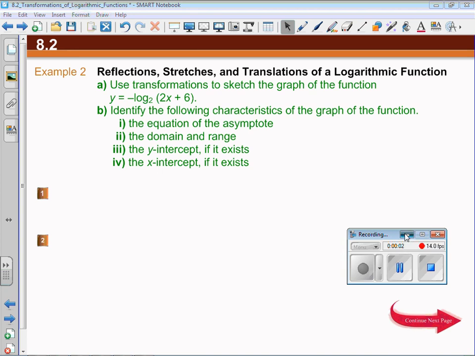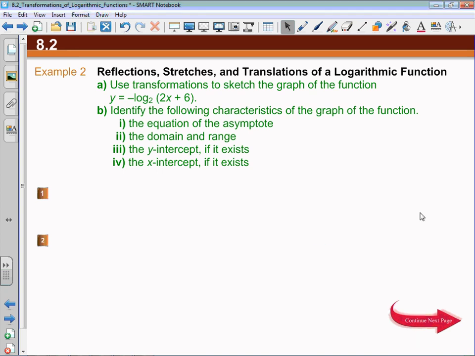All right, we have example 2 in 8.2 from Math 30-1, and it's asking us to use transformations to sketch the graph of y equals -2 times log base 2. What I'm going to do on the inside is factor that 2 out so that we do have our b value, or I suppose our h value, correctly.